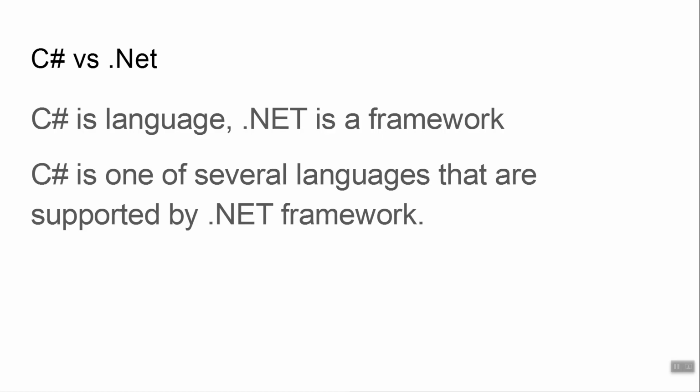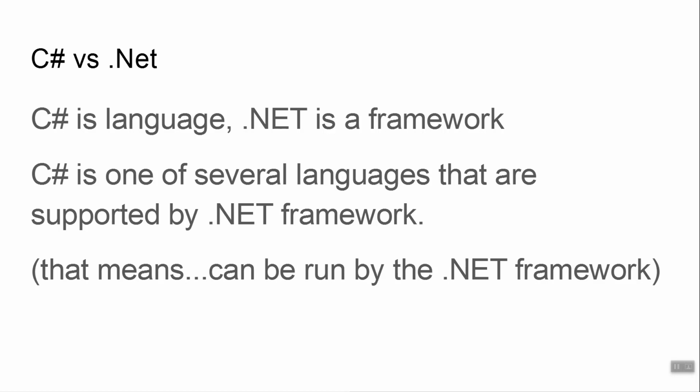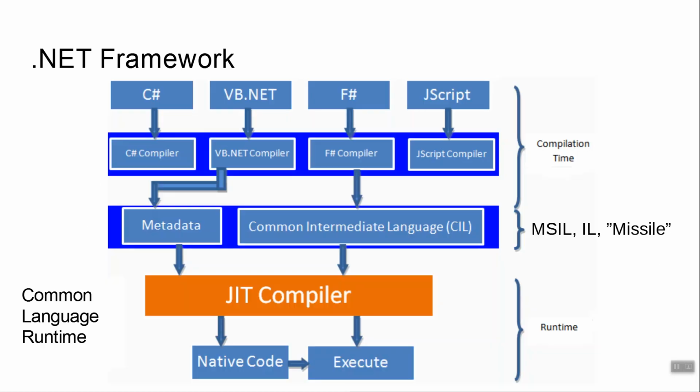So .NET supports several languages: C#, VB, F#. All of those languages are part of the .NET framework, and they're all compiled down and can be run by the same virtual machine. So they're all part of a framework. Just keep that in mind. And what does that framework look like? Well, here's a nice pretty picture of it from the Microsoft documentation. Notice that we have several languages up at the top: C#, VB, F#, JScript.